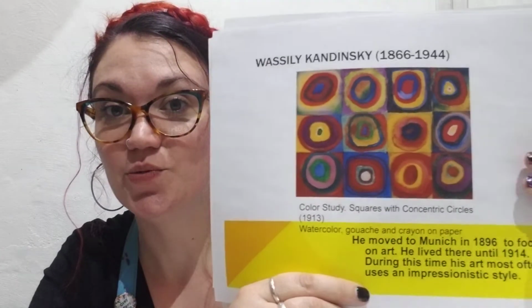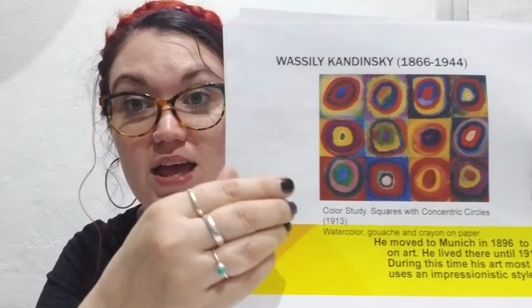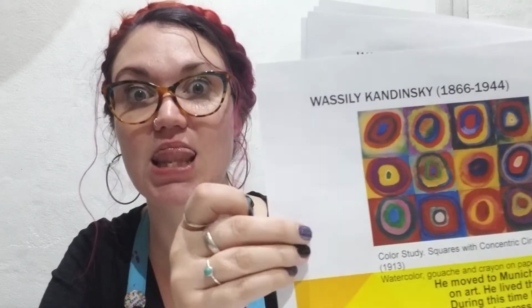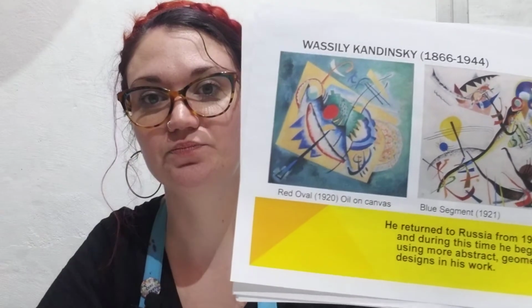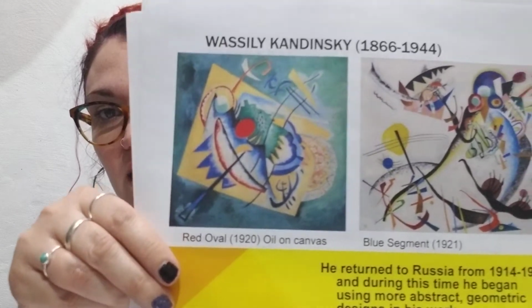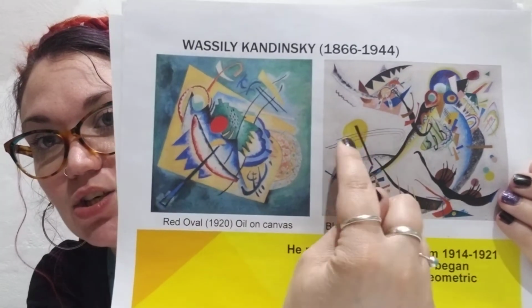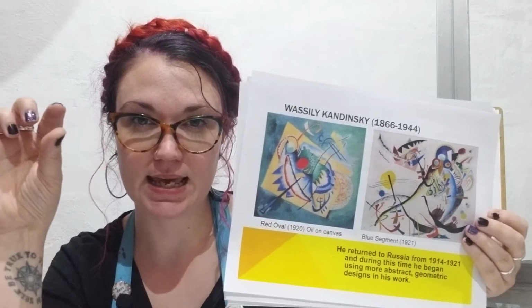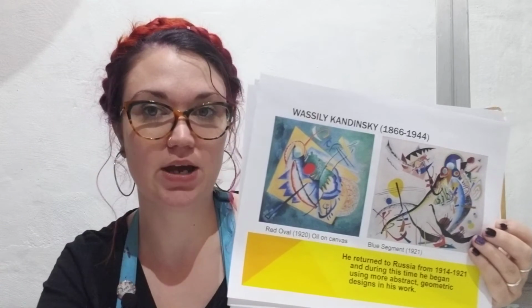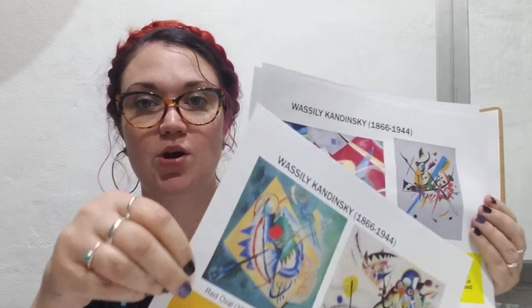And then he started doing more geometric inspired art, so lots of circles. He loved to use circle shapes in his paintings. He also really liked to use parallel lines. Parallel lines are when they're the same distance apart all the way across. They would never run into each other if those lines kept going forever.